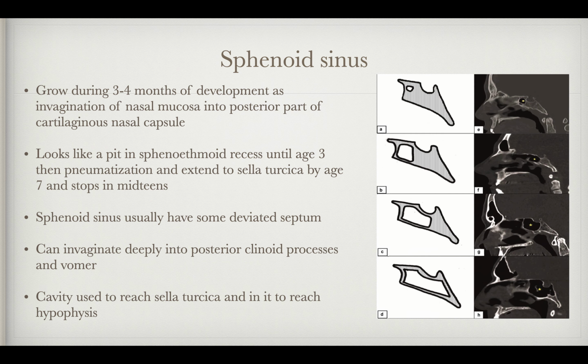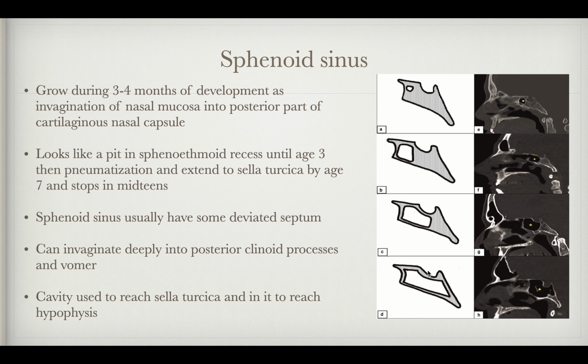Okay, so the sphenoid sinus grows during the 3rd, 4th months of development as part of the invagination of the nasal mucosa and the posterior part of the cartilaginous nasal capsule. And at first it looks like a pit in the sphenoethmoid recess until about age 3, then pneumatization, and then it extends to the sella turcica by age 7, and that kind of development stops in the mid-teens. Sphenoid sinuses usually have some sort of deviated septum, so that's fairly normal. And it can invaginate deeply into the posterior clinoid process and vomer.